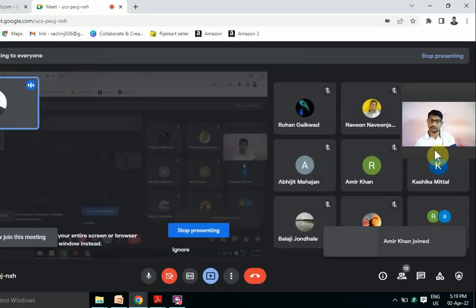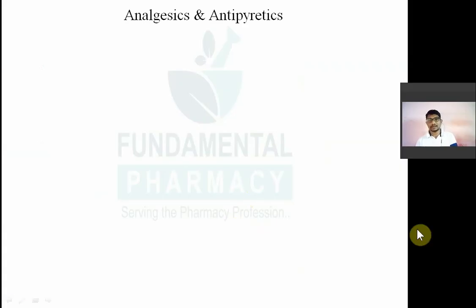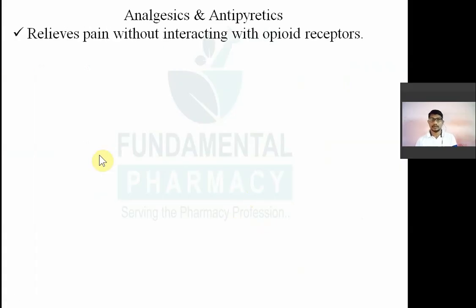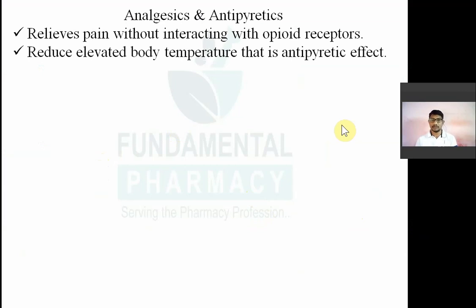In this session, we are going to see those drugs only. So let's start the topic now. I have told you there are three kinds of analgesics: central analgesics, steroidal anti-inflammatory drugs, and non-steroidal anti-inflammatory drugs. They relieve your pain without interacting with the opioid receptor. I'm talking about the non-steroidal ones. Then they reduce the elevated body temperature. Elevated means increased body temperature. So they have an antipyretic effect. Antipyretic means they will decrease your body temperature up to normal, not less than normal.